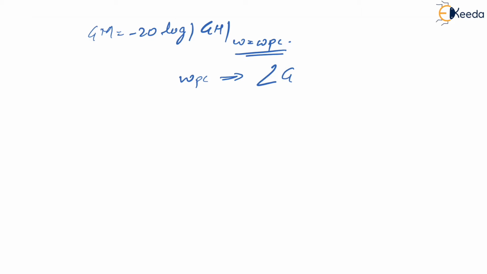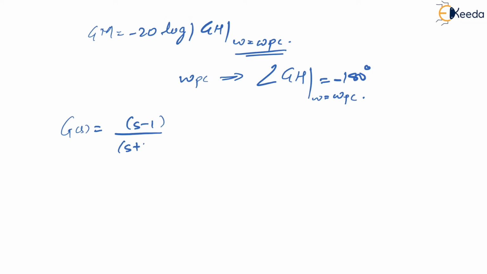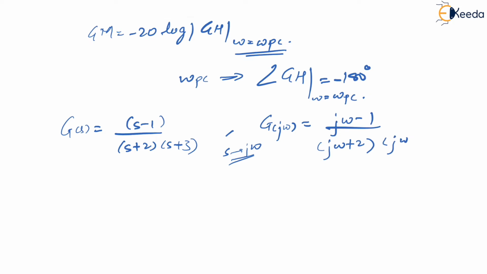What is omega PC here? Omega PC is what? Whenever my angle of GH is equal to minus 180 degrees, then that frequency is nothing but omega equal to omega PC, correct? So how do I find that? Let me first try to find the phase. How to find the phase? Before that, let me write down what is the transfer function. Transfer function is G of S, which is S minus 1 upon S plus 2 into S plus 3, correct? Now what is G of j omega? It is nothing but what? If I replace S by j omega, what do I get here? I get j omega minus 1 upon j omega plus 2 into j omega plus 3. Is that correct?